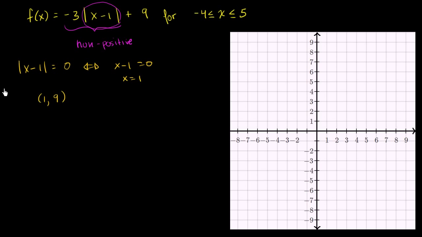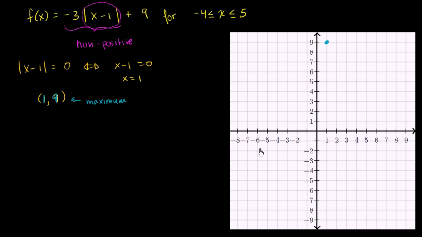And actually, let me do it in a color that's easier to see on a white background. (1, 9) is the maximum point right over here. And you could also view this as the vertex of this absolute value function. So (1, 9) is that point right over there.